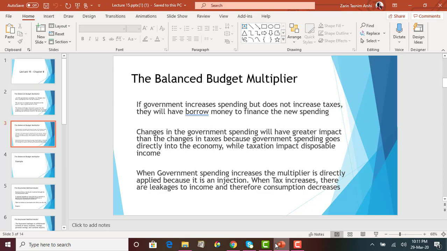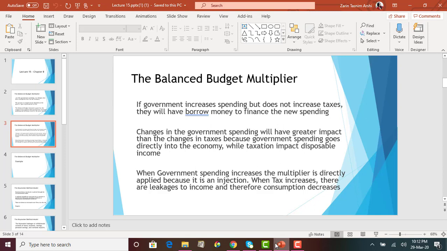Whereas on the other hand, when taxes are increased, the magnified impact is a little less compared to the government expenditure increase, because the impact is indirect, and it's not directly into the economy. We are taxing the income, and based on that we have the magnification.